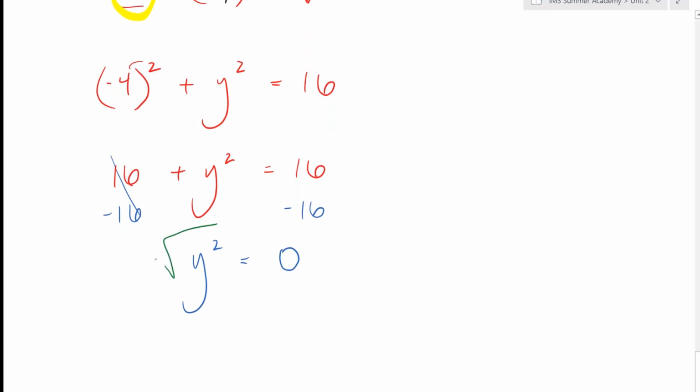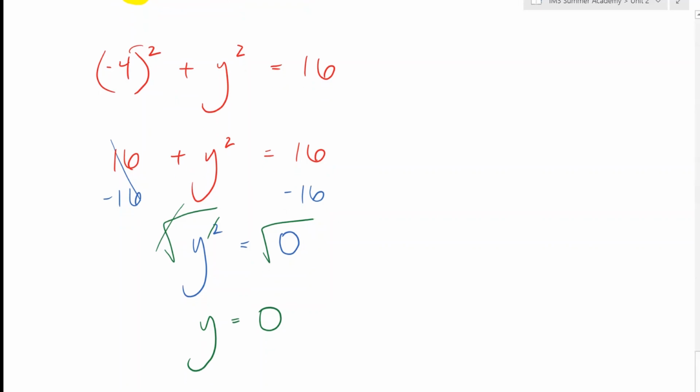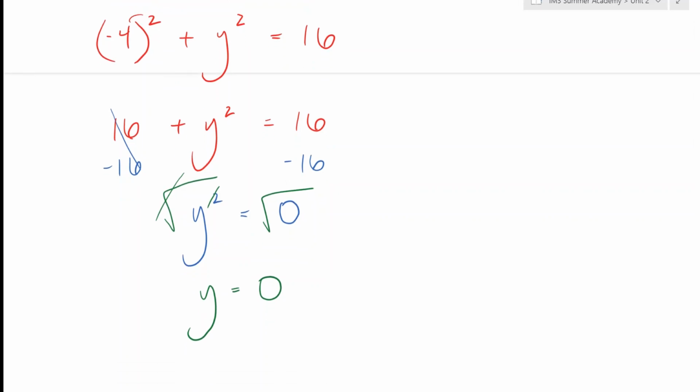Now, not quite done just yet. We've got to square root this to get rid of the exponent 2. Square root this side. Square root of 0 is 0. If it was any other number, we'd go plus or minus, like plus or minus 2, plus or minus 4, and then we'd have two answers. But 0, there really is no plus or minus. So we only have the one y value. So what we're seeing here is only one point where this circle and the line cross.